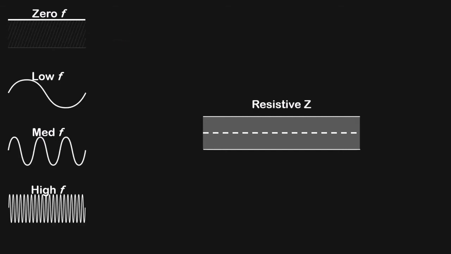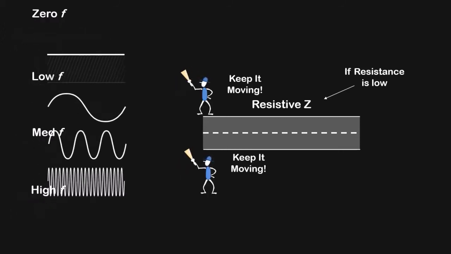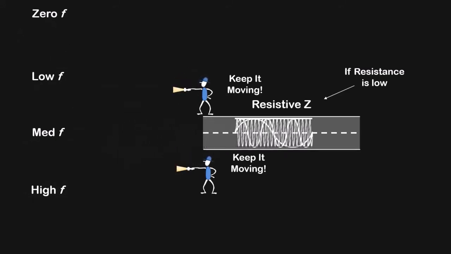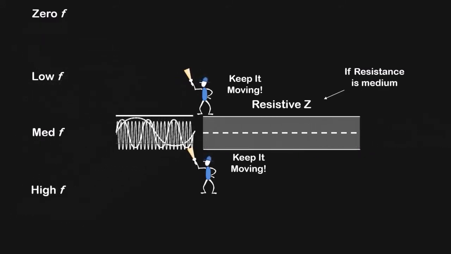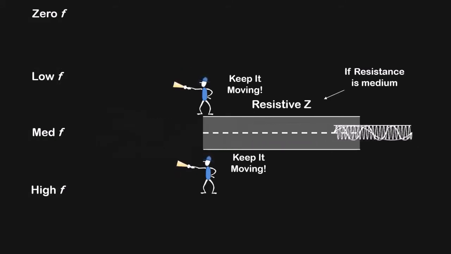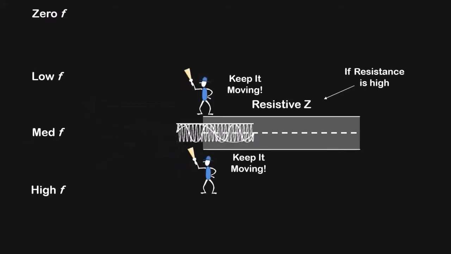The resistive component of impedance treats all the frequencies the exact same way. If the resistance is low, everybody come on, highway is open, keep it moving. Minimal attenuation needed. If the resistance is medium, bring it on equally, but attenuate some for us. And if the resistance is high, keep it moving, keep it coming, but attenuate a bunch for us.